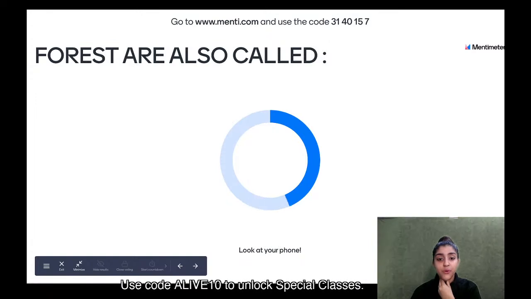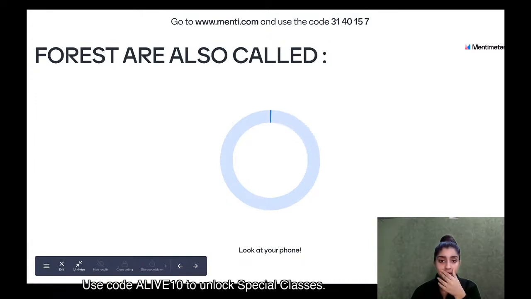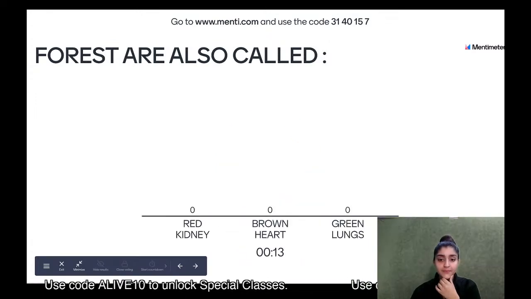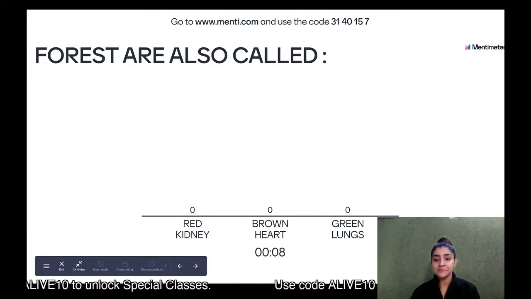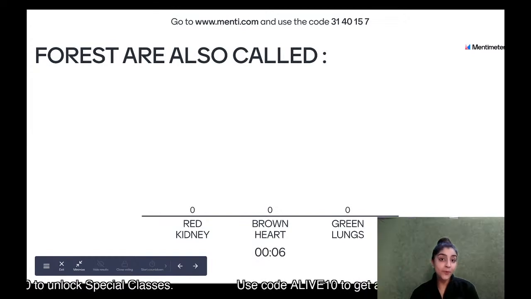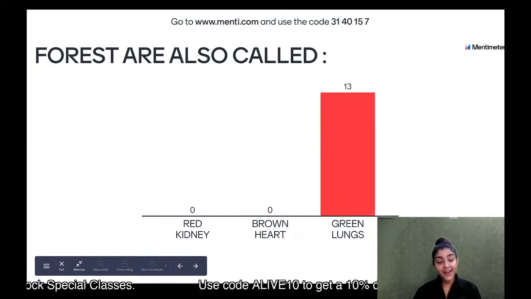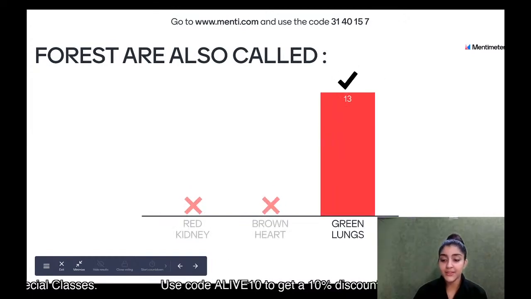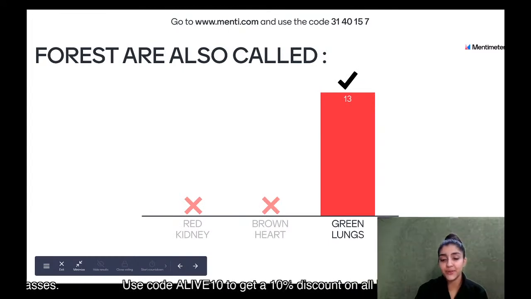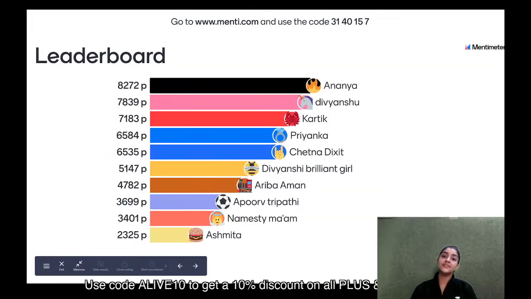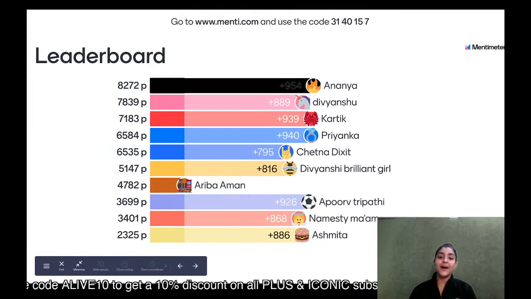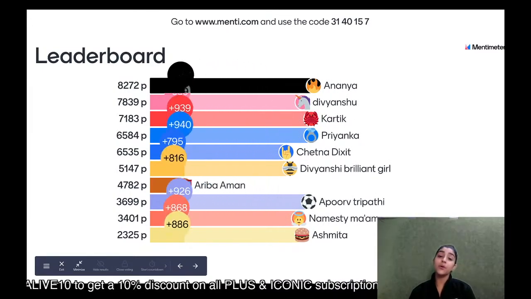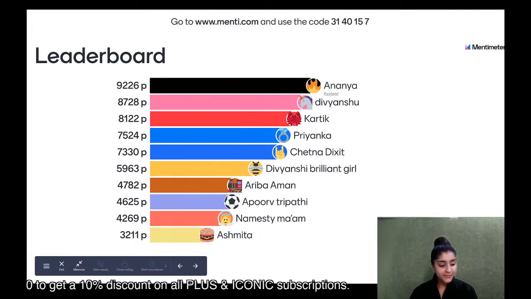Forests are also called... the options are really funny in this one. You need to think before you answer. Alright, great. I do not have even a child deflecting from that. So yes, they are known as green lungs, not red kidney or brown heart. Why green lungs? Because they purify the air and water. Okay?